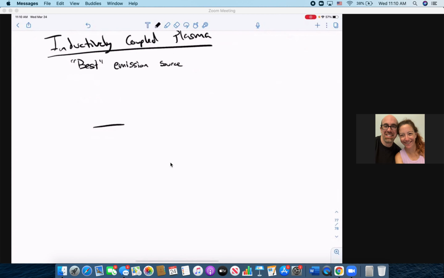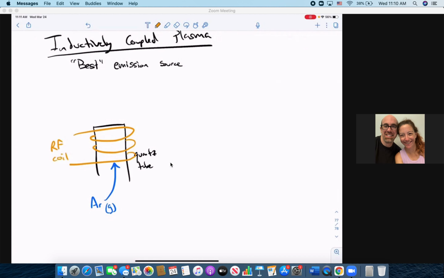You've got a quartz tube, and you flow, and I don't know why I make argon blue, I just do, you flow argon gas into it. Argon gas is pretty inert, right? Coiled around this tube is just a few turns of copper that's a radio frequency coil. It's just a coil that we apply an alternating current onto. That alternating current happens to be at radio frequencies.